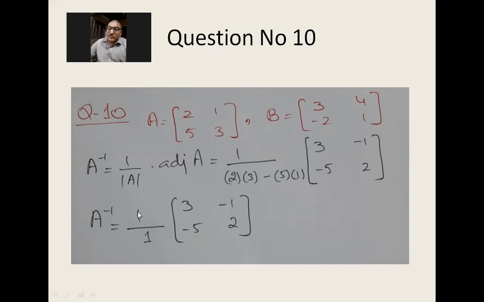So outside here I have 1 by 1, and here you have 3, minus 1, minus 5, 2. So the A inverse is 3, minus 1, minus 5 and 2. So this is how you find the inverse of A.